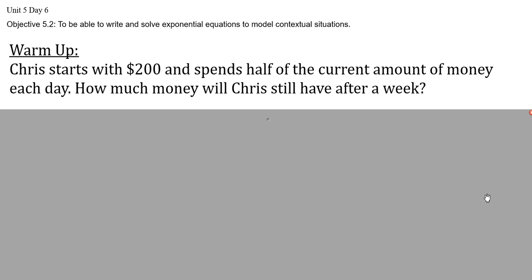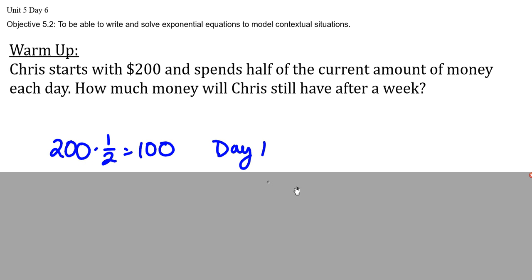So we know that the dollar amount should decrease each day. And we're going to be doing this for a week, which is 7 days. So let's think, how much money will he have after a week? Well, we're starting with $200. So for day one, half of 200 is 100.